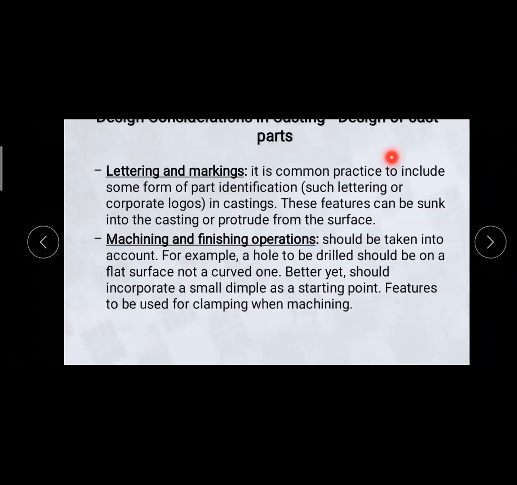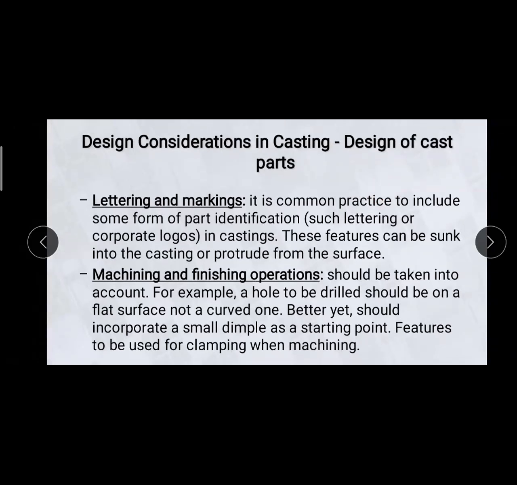So lettering and markings, when lettering and markings are to be done. It is a common practice to include part identification such as lettering or corporate logos in the castings. These features can be sunk into the casting or protrude from the surface. So it is to be done on the surfaces only. It is a common practice when big companies want each and every product manufactured by their company to have some logos, letters, or identification. These features can be sunk in the casting or protrude from the surface only.